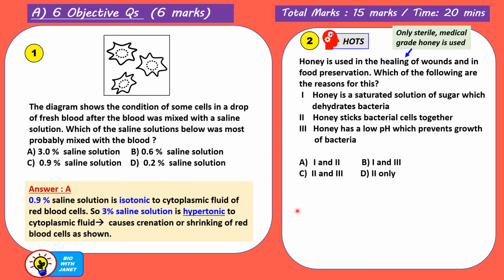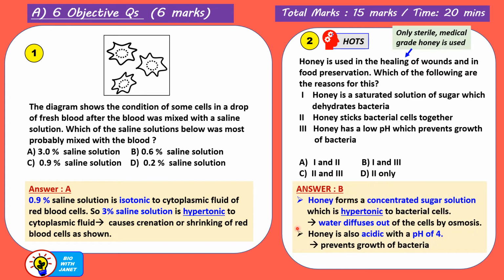So what's your answer here? Now the best answer is B. Let's read the question again. Honey is used in the healing of wounds. Now, when we talk about the healing of wounds, the type of honey that should be used should be the sterile medical grade honey, not the honey that we eat, that is bought in bottles.